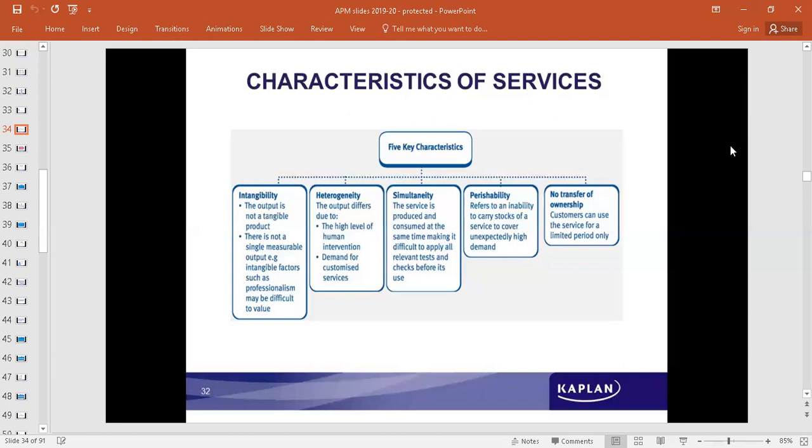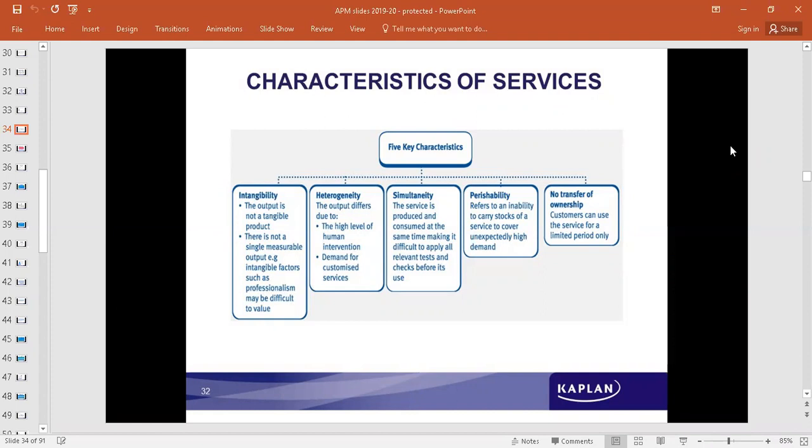The output is not a tangible product. There is not a single measurable output. Intangible factors such as professionalism may be difficult to value. So we cannot see the service that is provided. It is not tangible. The second one is heterogeneity.